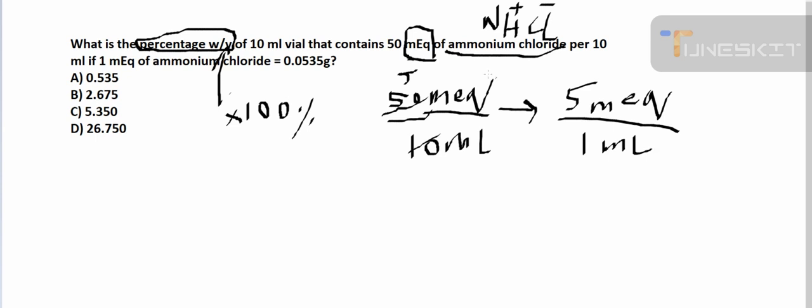Okay, so he has given something in the question that 1 mEq is equal to this amount, this value in grams. So 5, multiply these mEq with this value.